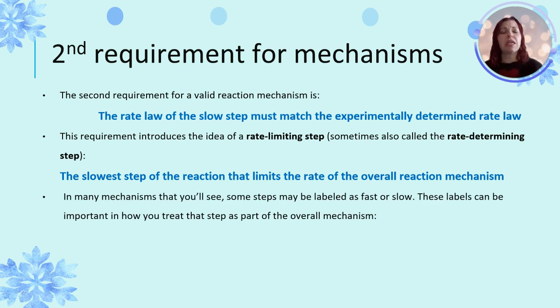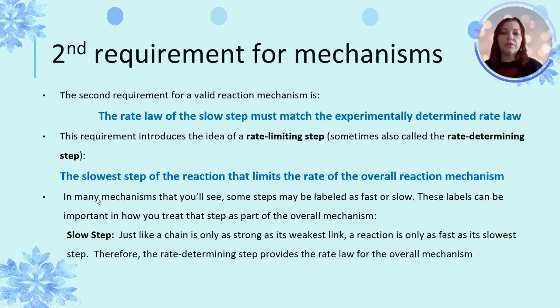In many mechanisms that you'll see, the steps will be labeled as being fast or slow. And these labels can be important in how you treat that step in terms of the part it plays in the overall mechanism. So the slow step, just like any chain is only as strong as its weakest link, a reaction is only as fast as its slowest step.